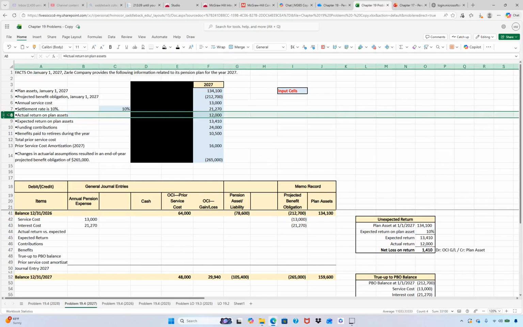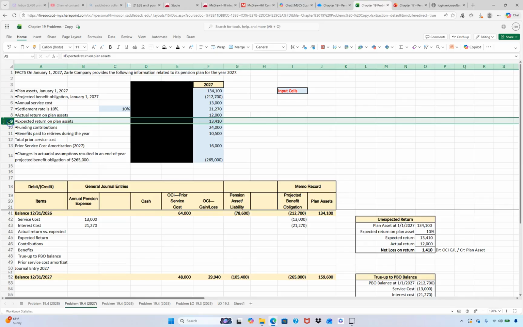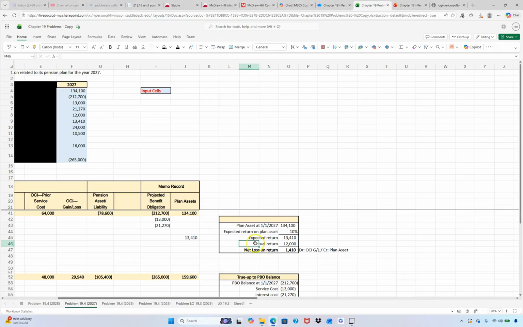It tells us our actual return on plan assets is 12,000. But then I'm going to go here to row 9 and look at the expected return on plan assets. So if our expected return on plan assets is 13,410, what we're going to do is credit pension expense and debit our plan asset. And next, what we have to do is compare that to our actual return.